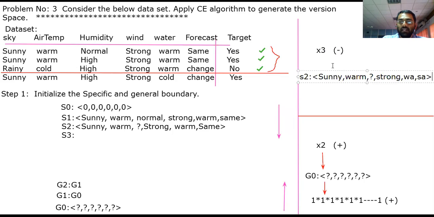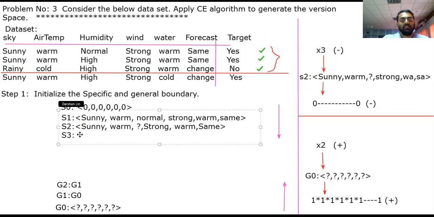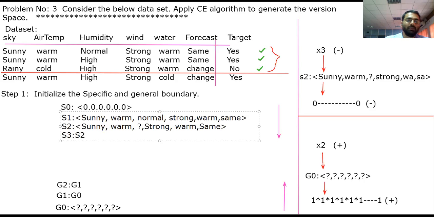Now I will give this input here, and similarly this input, and see what is the output of S2. It clearly says here Rainy is there, here Sunny is there, so there is a mismatch. Because of the mismatch, you will get 0. 0 multiplied by anything is obviously 0, which is negative only. Therefore S2 is consistent with x3, because x3 is negative and S2 says x3 is negative. Both input and output are the same. Therefore, I'm not going to update S2. I'll keep S2 as it is.